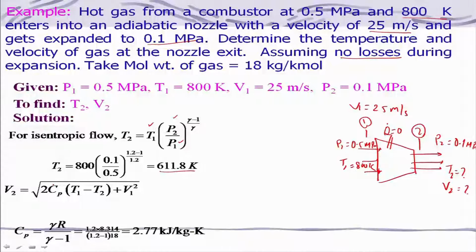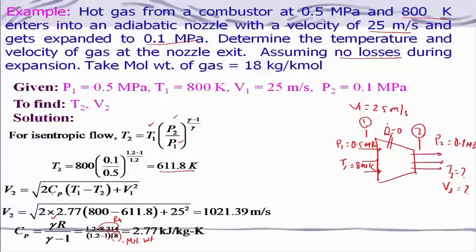Now the question is how to evaluate this Cp. We are assuming this is an ideal gas, and from that we find Cp is equal to gamma R divided by gamma minus 1, where gamma is given. R is the specific gas constant, that is Ru divided by the molecular weight, and Ru is given here. You just substitute these values and you get 2.77 kilojoule per kg Kelvin.